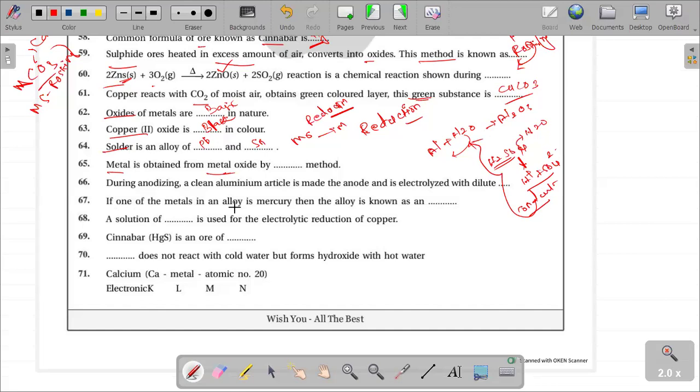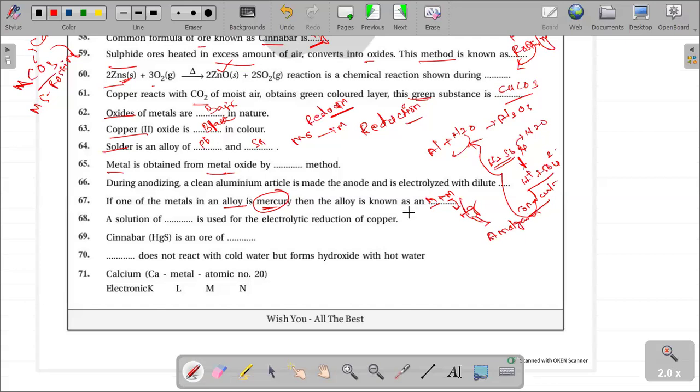If one of the metals is mercury, Hg, and it is an alloy, what does alloy mean? Metal with metal, no. One is a metal, another is mercury. If any metal is mixed with mercury, we call it an amalgam. Amalgam. It is called an amalgam.